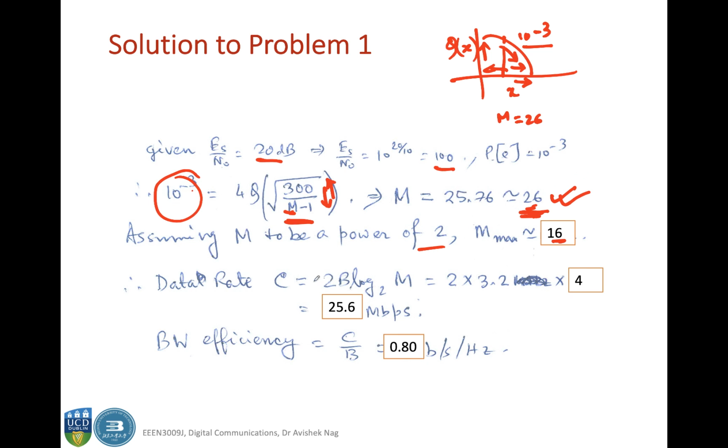Now with that, the data rate will be given by this Nyquist formula, and B is the bandwidth that you calculated. So you will have 25.6 megabits per second, and the total bandwidth is 32 megahertz. The bandwidth efficiency is how many bits per second you can transmit per hertz of bandwidth, and that is 0.8 bits per second per hertz. So that's the concept here.